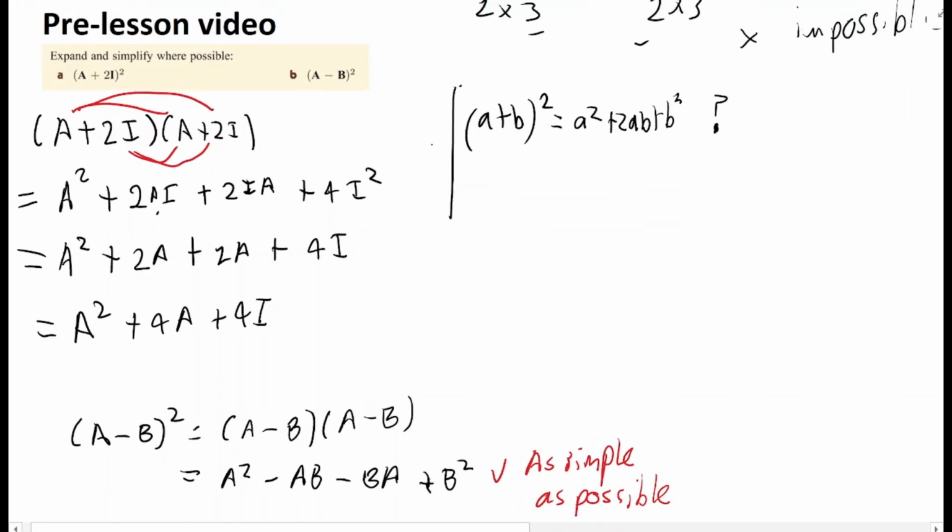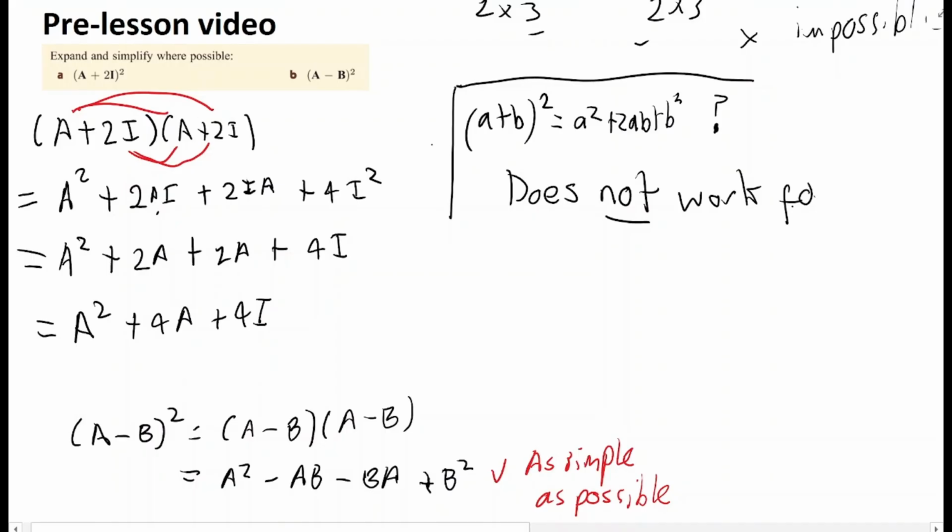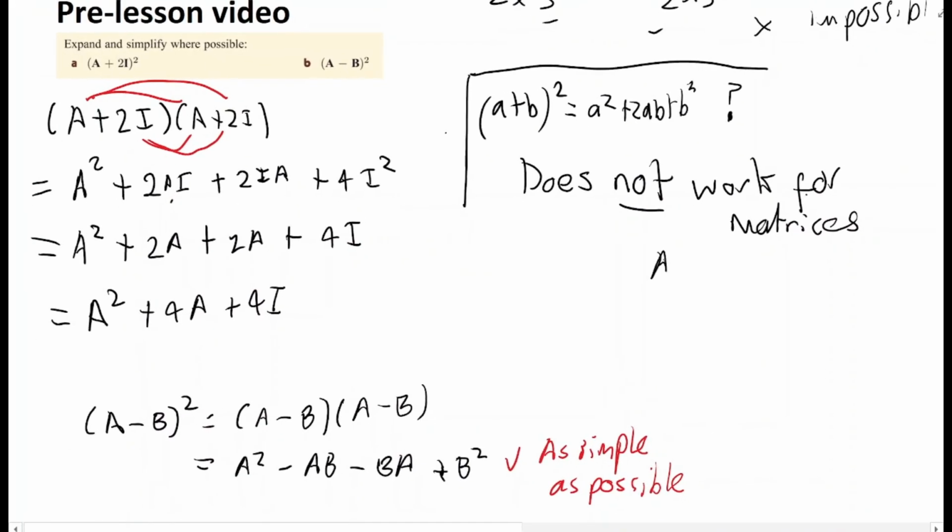So this is a question mark that we have. This does not work for matrices. You cannot use this formula, otherwise you'll get it wrong. And that's because AB does not equal BA.